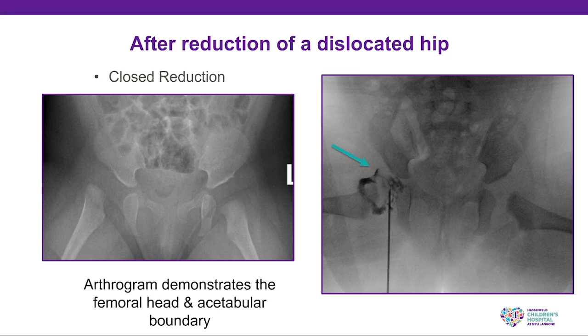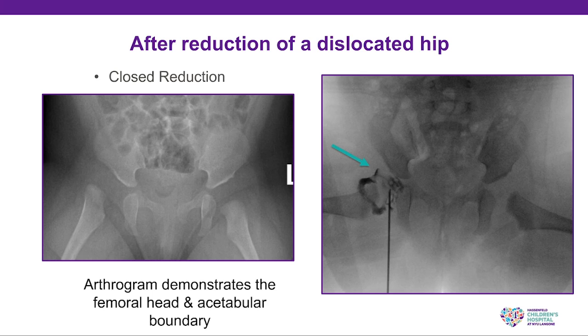So first, when we're talking about after the reduction of the dislocated hip, here's an example of a baby girl that was about 7 months old. You can see that the right hip is dislocated in the x-ray. You can see that there's no appearance of the ossific nuclei on either side, but you can see that Shenton's line is intact on the left and you have a dislocation on the right.